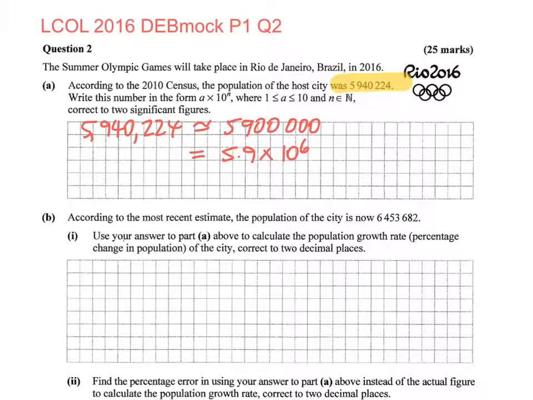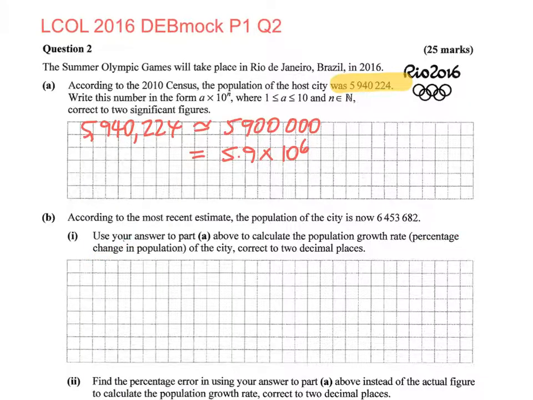Part B is asking you to use your answer from Part A to calculate a population growth rate. So they're asking you to use this answer here rather than the actual value. We're going to get an answer that's not technically correct, and then we're asked to find the percentage error between the actual answer and the rough answer that we got in Part 1.